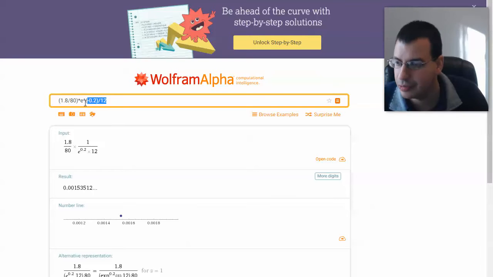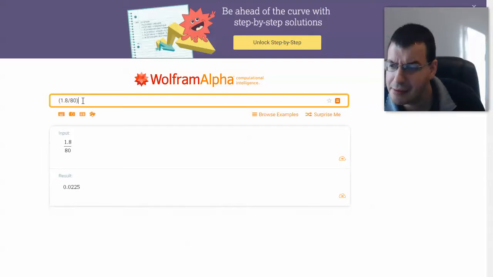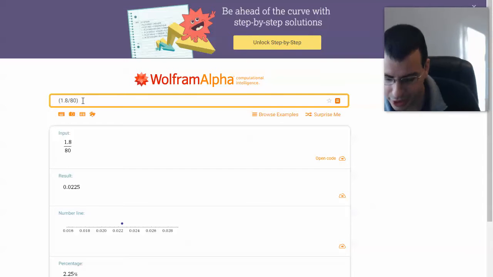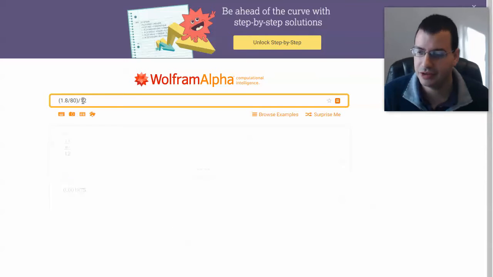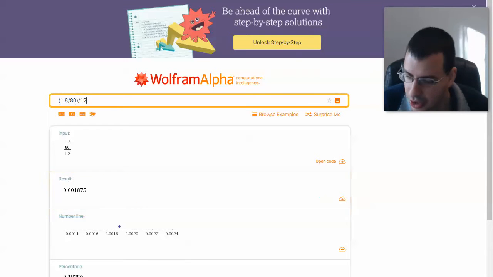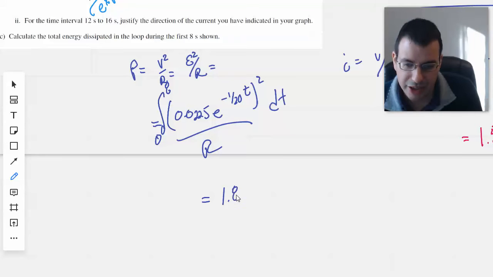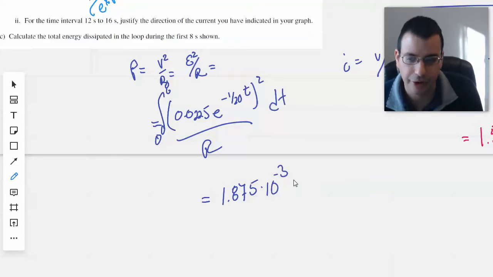Okay, so let's do the 0.0225 divided by the resistance. So we have 0.0225, divided by 12. We'll get an even smaller number. So we'll do 1.875 times 10 to the negative third.